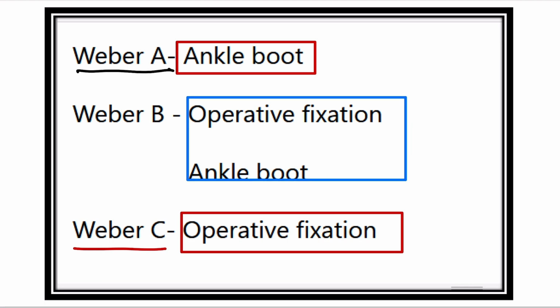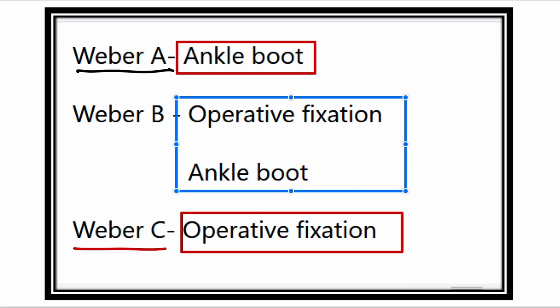When there is less injury and no displacement, in this condition the ankle boot may be used. But in case of a severe form of injury or a displaced fracture, in this condition operative fixation. So Weber type B, which is at the level of the syndesmosis, has two options of management, but for the other areas it is definitive. That means in case of Weber A, it is the ankle boot. In case of Weber C, it is operative fixation.